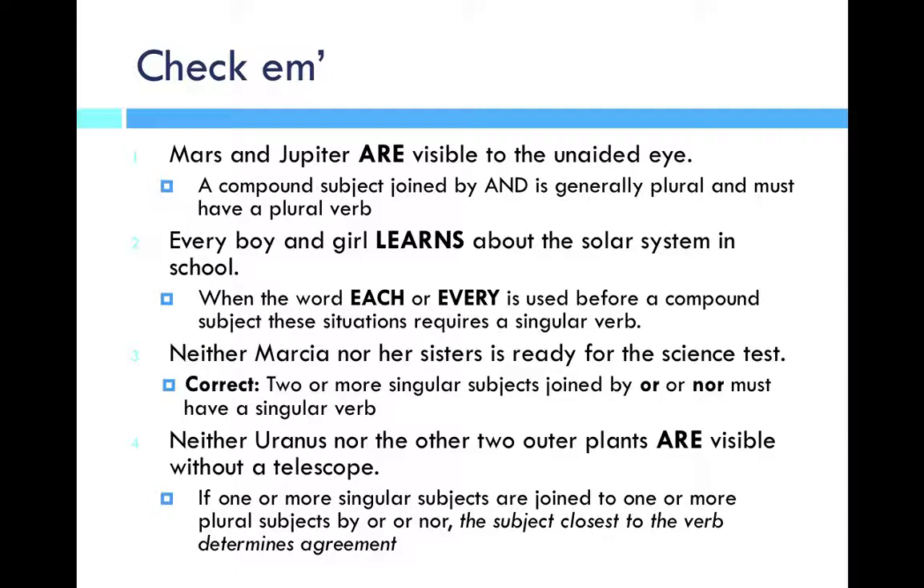Alright, so the first one, Mars and Jupiter are visible to the unaided eye. And combines Mars and Jupiter, making it a compound subject, more than one thing. So you need to use a plural verb. Alright, now let's go on to number 2. Every boy and girl learns about the solar system in school. We use the singular form, learns, because even though boy and girl is a compound subject, every is before it, and we know that then we need to use a singular verb.